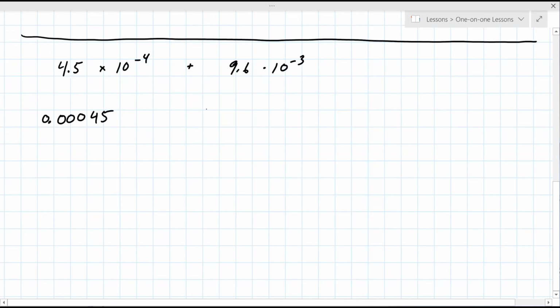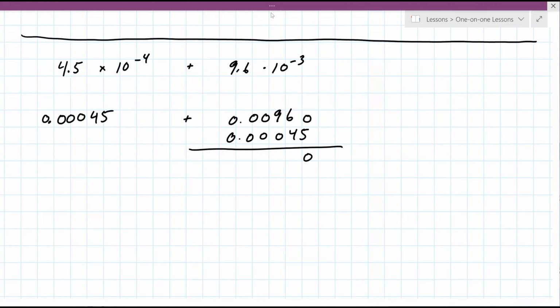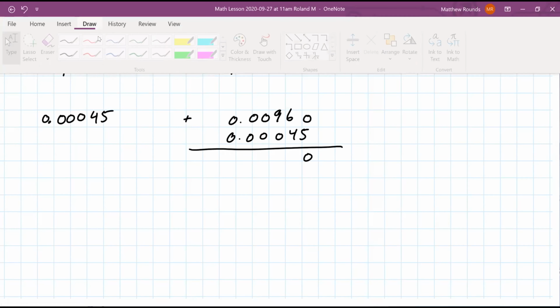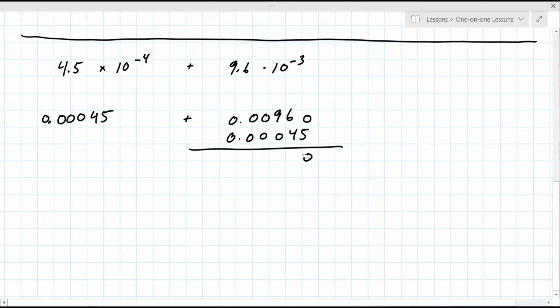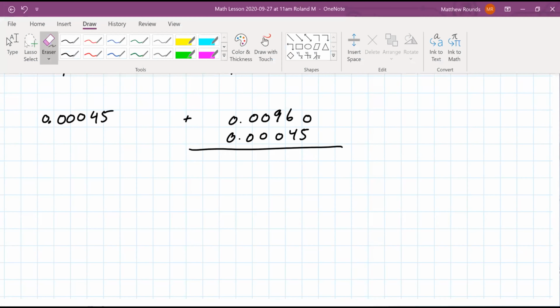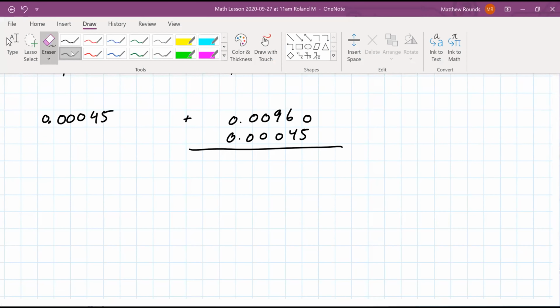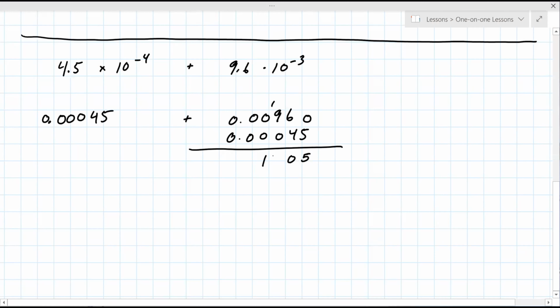Okay, and then this one over here, 0.0096. Okay, and again, the best thing to do is to actually just put them right on top of each other and add this way. So this is 0. I'm sorry. This is 5. Let me erase that. Okay. This is 5, 0, 1, and a 0 there.